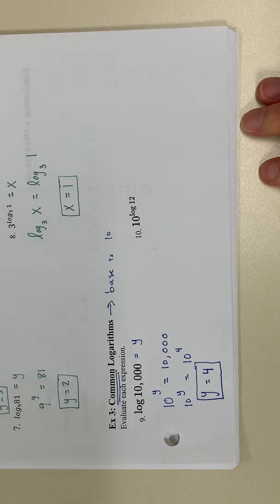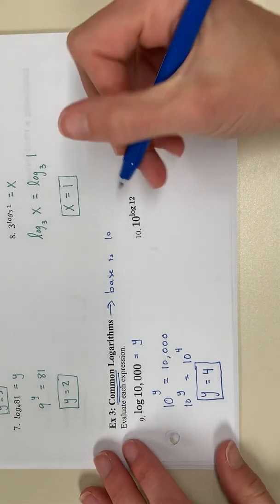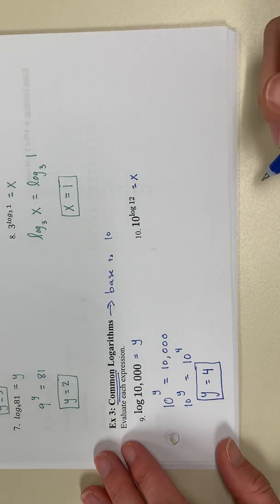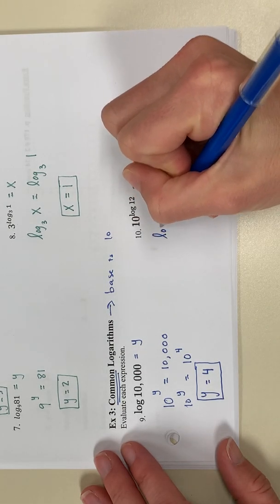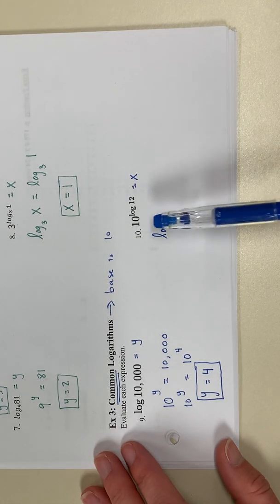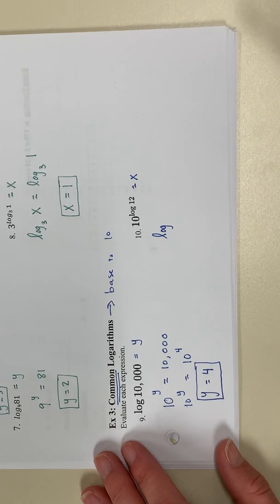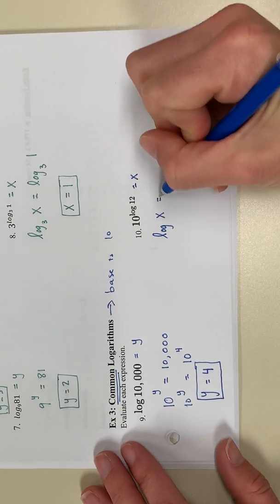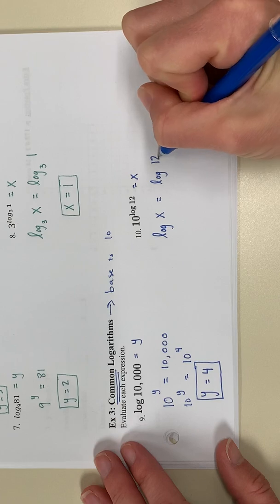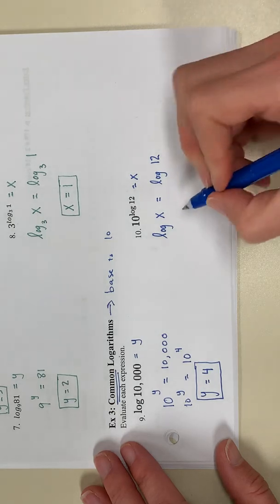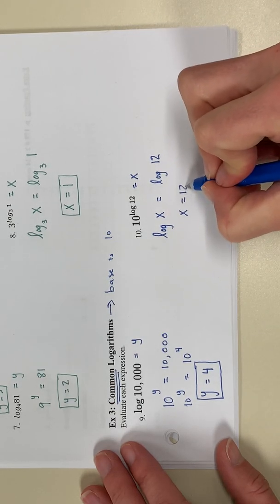In problem number 10, I have 10 to the power of log 12. This is an exponent. I'm going to set it equal to x and write it in logarithmic form. So to write this as a log, I'm going to write log. The base of the log is the same as the base of the exponent, which is 10, and we don't have to write base 10. You can, but it's not necessary. So I have log of x is equal to the power log 12. Since the logs have the same base, I can set the quantities that follow equal to each other, and x equals 12.